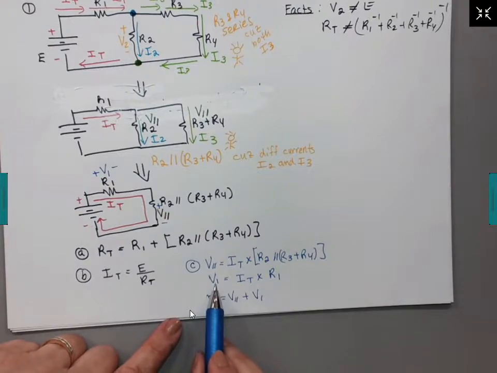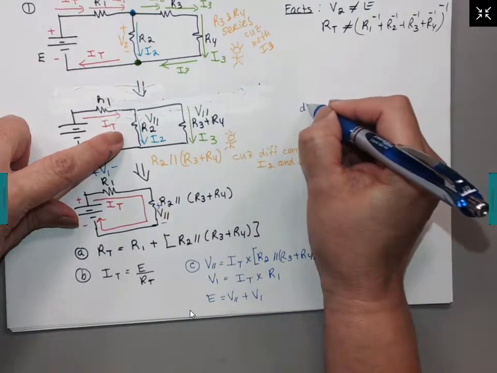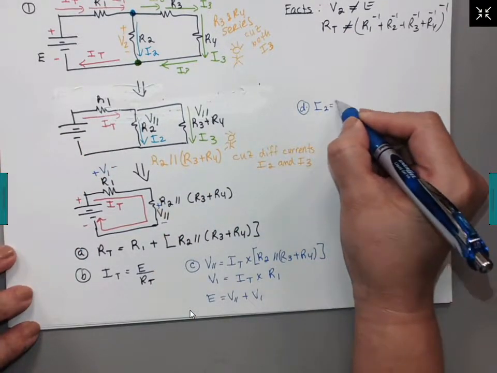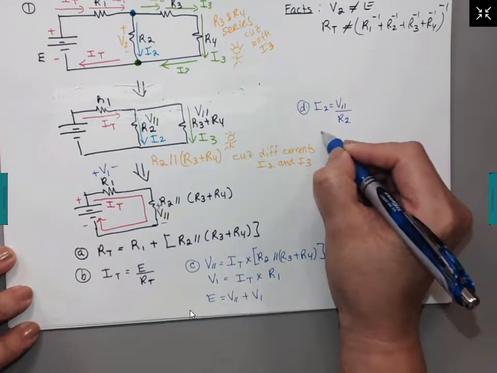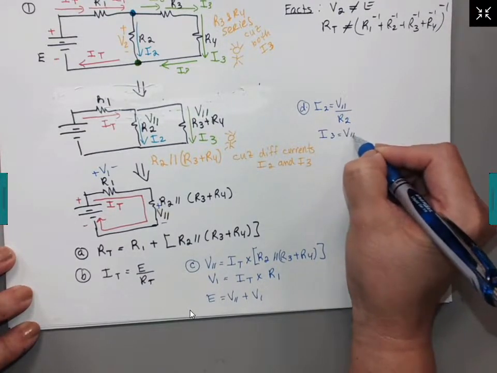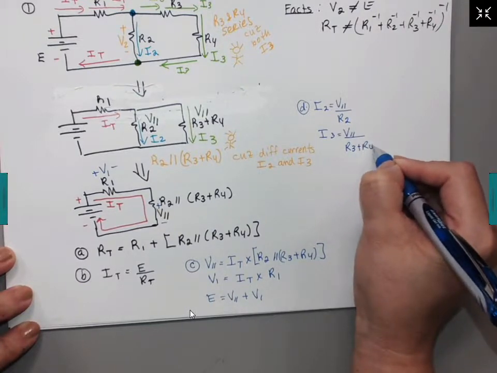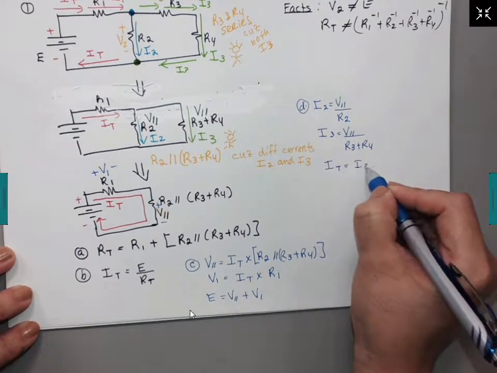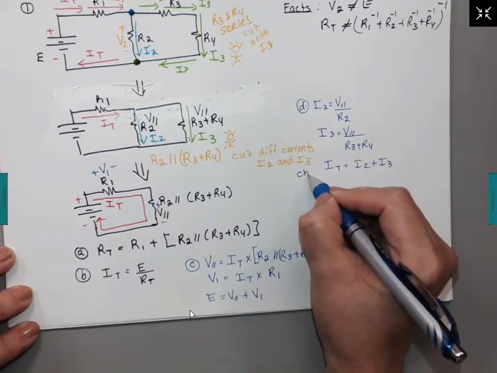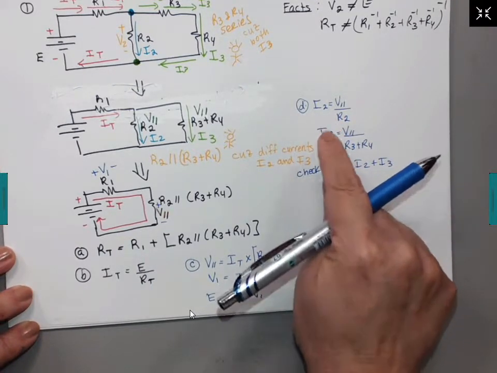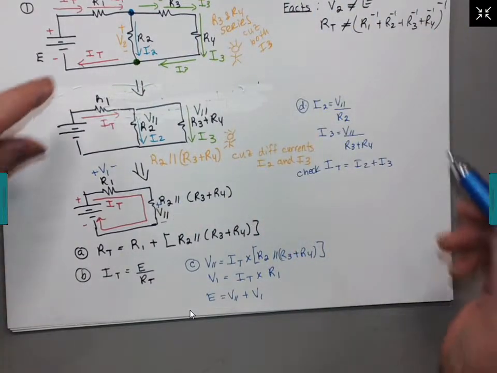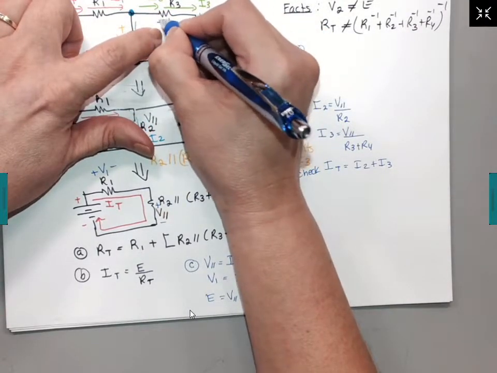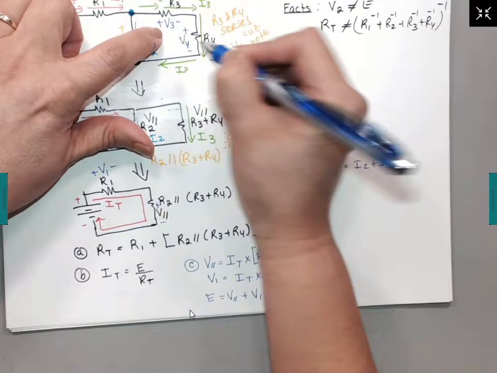Once I find V parallel and V1, then I can move to step D. In step D, I2 is equal to V parallel over R2. And I3 is equal to V parallel over R3 plus R4. Once I find I2 and I3, I verify that they're equal to IT. So check. Once I find I2 and I3, I can come up here and guess what? I can go and find the voltage across R3 and V4.